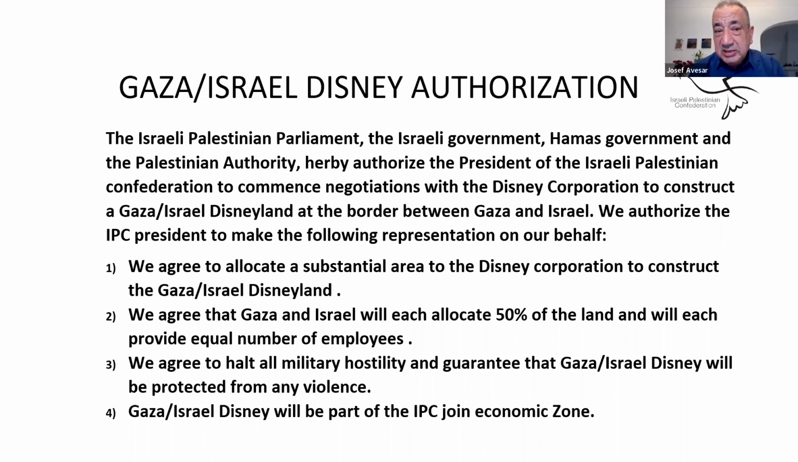So basically, I am asking you to give me authorization to go to the Disney Corporation and represent to them that the Israeli and the Palestinian and the Hamas government agree to have a Gaza-Israel Disneyland. So does anyone have any questions before we take a vote and before we ask the Israeli and the Hamas and the PA leader whether they give me that authorization? Does anyone have any questions? Hearing no questions, let's have the Palestinian parliament members. Do you agree with this legislation? Do you agree to give me authorization?